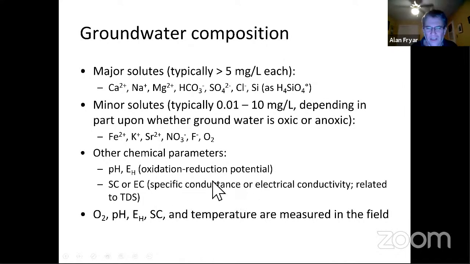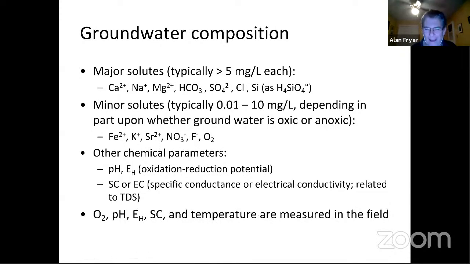And specific conductance is just electrical conductivity at a particular reference temperature, typically 25 degrees Celsius, because otherwise electrical conductivity varies with temperature. And these parameters, specific conductance or electrical conductivity, as I mentioned, are related to total dissolved solids. And dissolved oxygen, pH, EH, specific conductance, and temperature are all typically measured in the field.